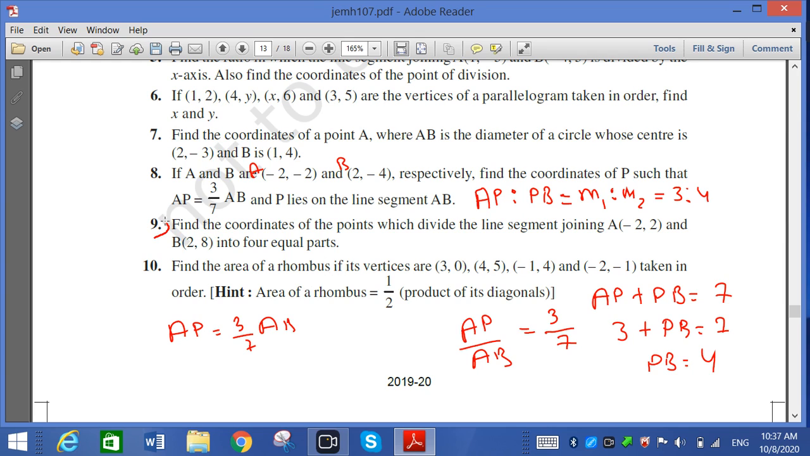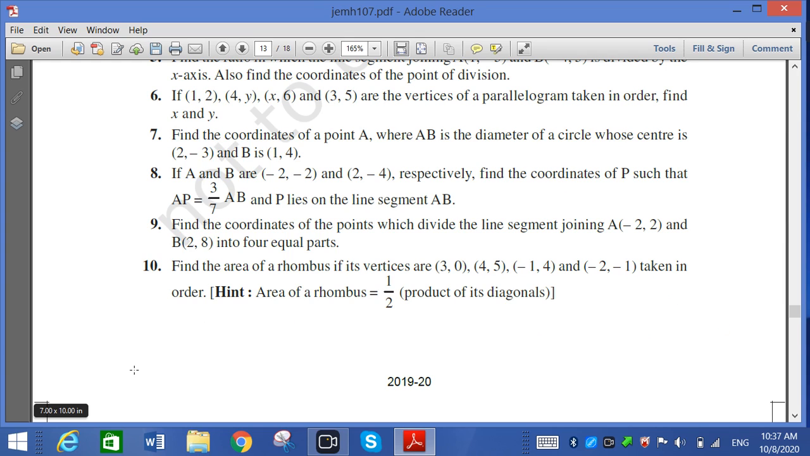Now sum 9. It is with 4 equal parts. It is the easiest sum, always remember. 4 equal parts means you again have to apply the midpoint formula in question number 9. Apply the midpoint formula and you can solve it easily.